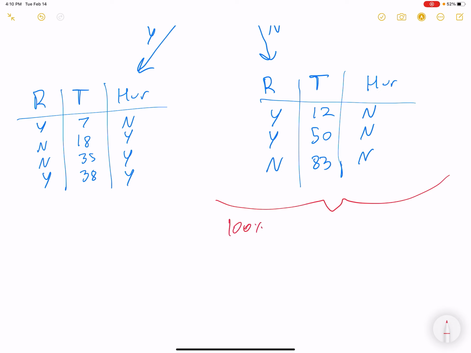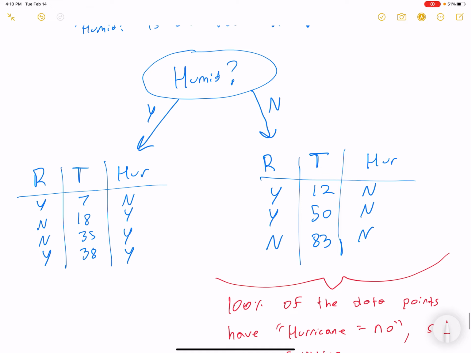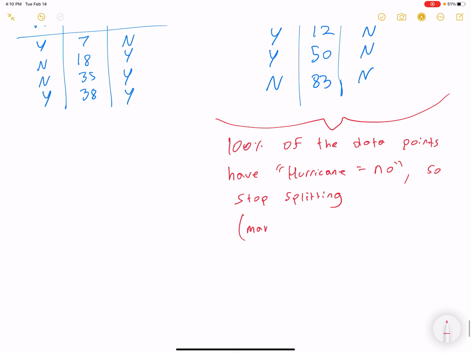100% of the data points have our outcome variable, hurricane, being equal to no, so we can stop splitting here. We're done with that side. So our decision tree says that when humidity is no, hurricane is no. End of story. Make this a leaf node.